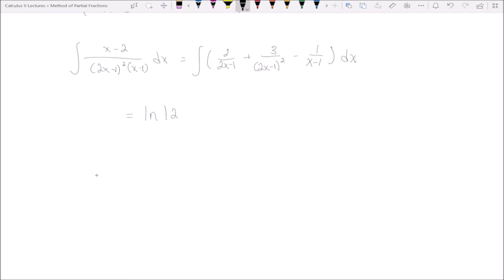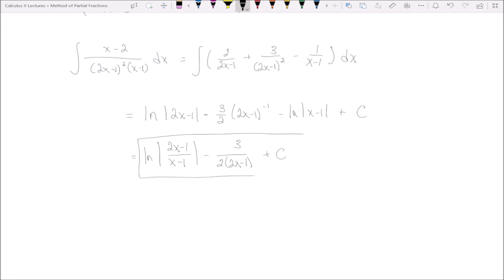First antiderivative will be natural log absolute value of 2x minus 1. That's not going to be a plus, it's going to be a minus, right? Minus 3/2 times 2x minus 1 to the minus 1 power. And then minus natural log of the absolute value of x minus 1, plus a constant. And we can simplify this. Natural log of the absolute value of 2x minus 1 over x minus 1, minus 3 over 2 times 2x minus 1, plus a constant.